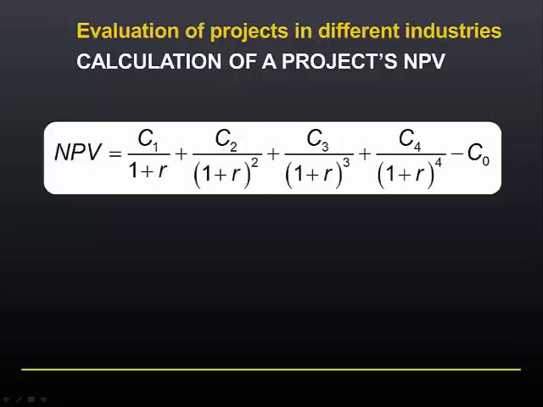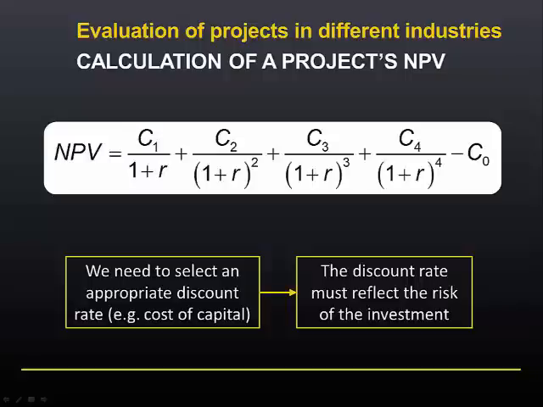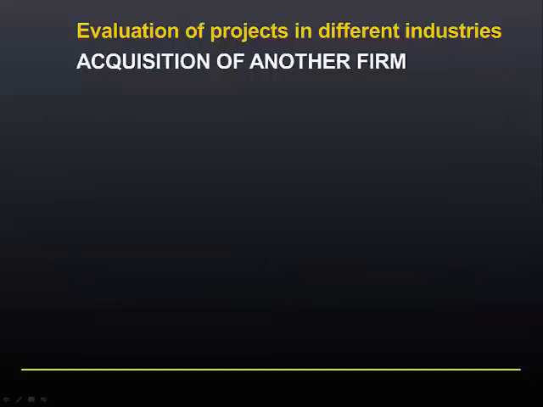We began the previous module with this formula for the NPV of a project, and we said that we needed to select an appropriate discount rate, which may be the cost of capital. The key point is that the discount rate chosen must reflect the risk of the investment. This can become problematic when we're talking about projects in different industries.